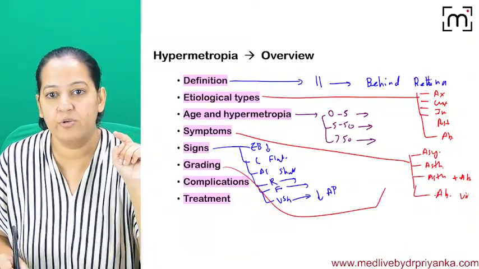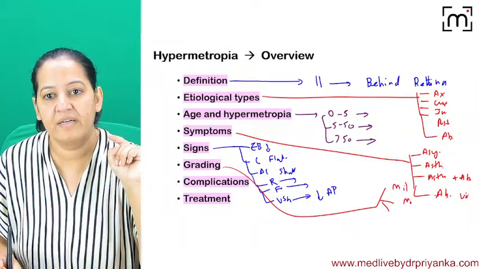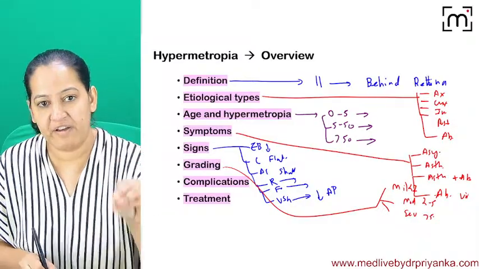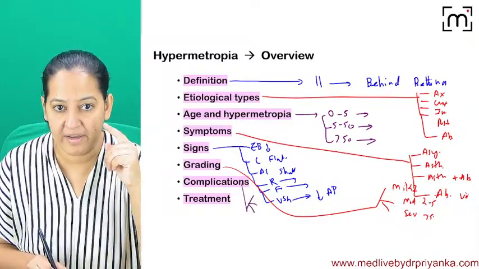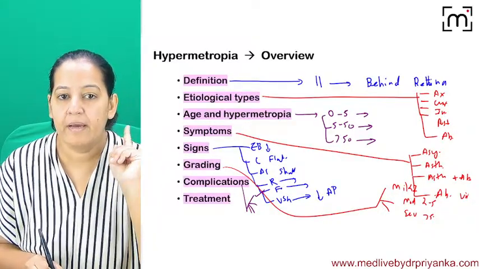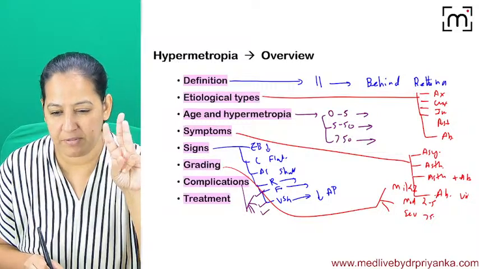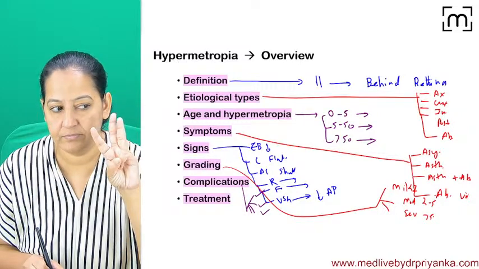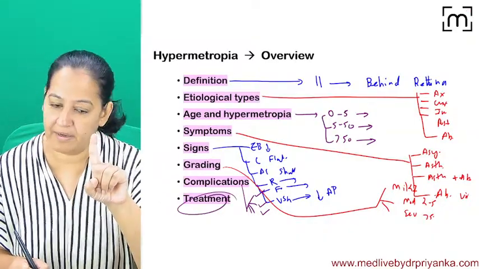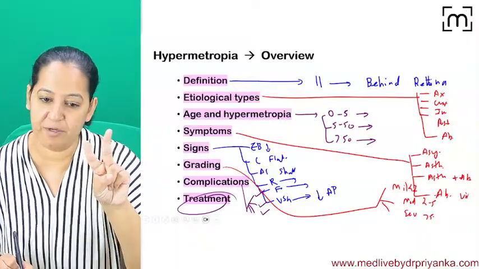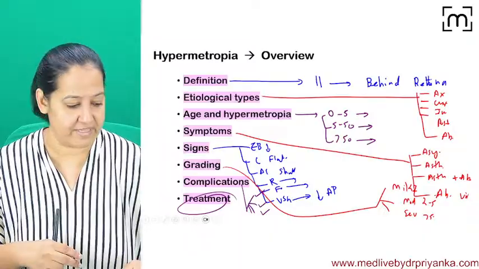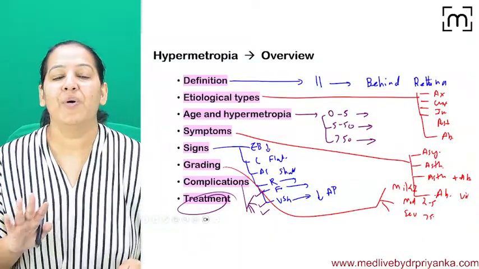Grading you already know. We divide into 3 grades: mild, moderate, and severe. Mild is less than 2, moderate is 2 to 5, severe is more than 5. Complications, I have explained the 4 complications. You know, recurrent sty, blepharitis, chalazion because of constant rubbing, amblyopia, glaucoma, and what was the 4th one? Treatment wise, either optical correction or surgical correction. Surgical I will teach you tomorrow. Optical means 2 options, spectacles and contact lens. We are done. And we use convex lens, most important. Yes, squint. I was forgetting squint. Thank you, Pooja, for reminding. Okay, so we are done with hypermetropia.